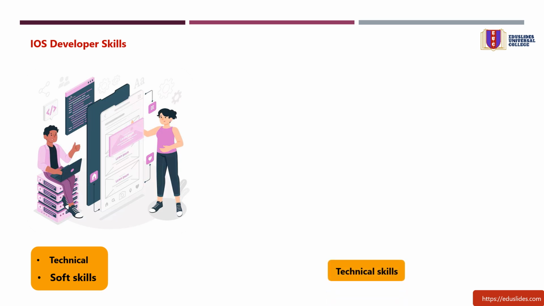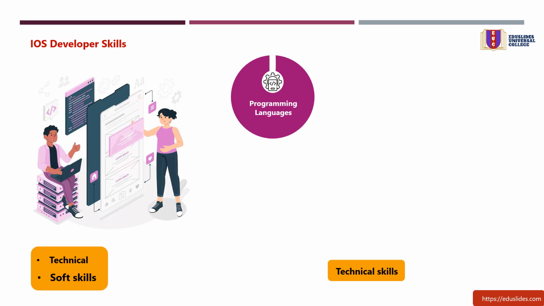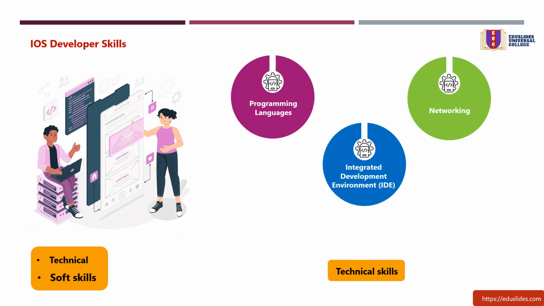Technical skills. 1. Programming languages. This includes Swift, which is the primary language for iOS development, and Objective-C that is important for maintaining or updating older code bases. 2. Networking. Knowledge of networking concepts and experience in integrating APIs using technologies like URL Session or Alamofire. 3. Integrated Development Environment, IDE. Xcode, proficiency in Apple's official IDE is crucial for iOS development.